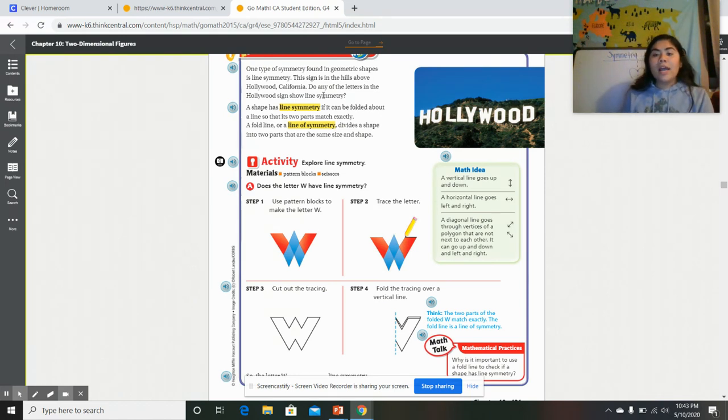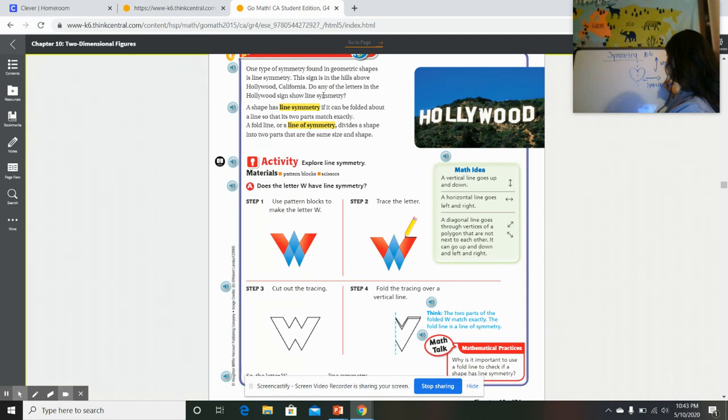Now, that's the idea. Now you can draw a vertical line, which goes up and down like I did here. This is vertical. Or you can draw a horizontal line. Horizontal is side to side.